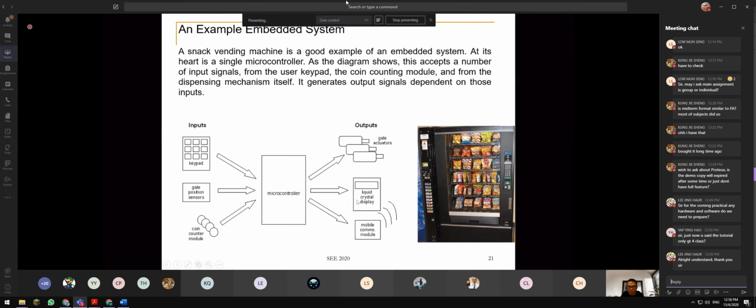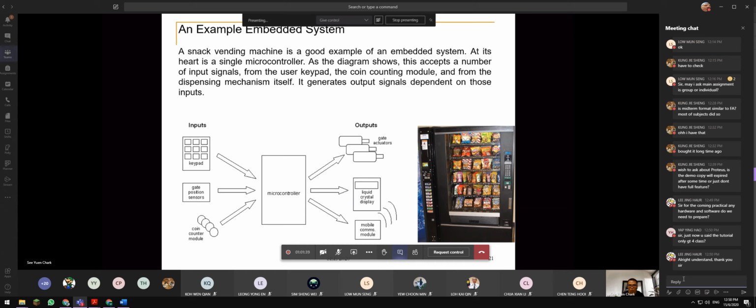I press an input and display on the LCD. Okay, I press the input, probably I will activate the gate actuator, but two of these things do not happen at the same time because we are not using a dual core or quad core microcontroller or microprocessor. But if you are using ESP32, ESP32 has more than one processor. So okay, I will teach you how to utilize two processors at one time in future.